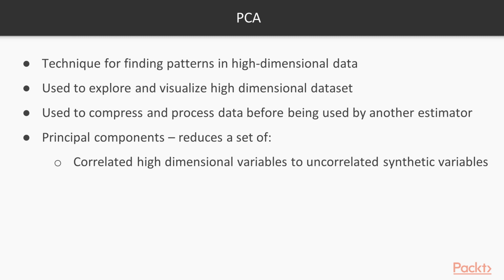PCA, also known as the Karhunen-Loève transform, KLT, is a technique for finding patterns in high-dimensional data. PCA is commonly used to explore and visualize high-dimensional datasets. It can also be used to compress data and to process data before it's used by another estimator. PCA reduces a set of possibly correlated high-dimensional variables to a lower-dimensional set of linearly uncorrelated synthetic variables called principal components. The lower-dimensional data preserves as much of the variance of the original data as possible.